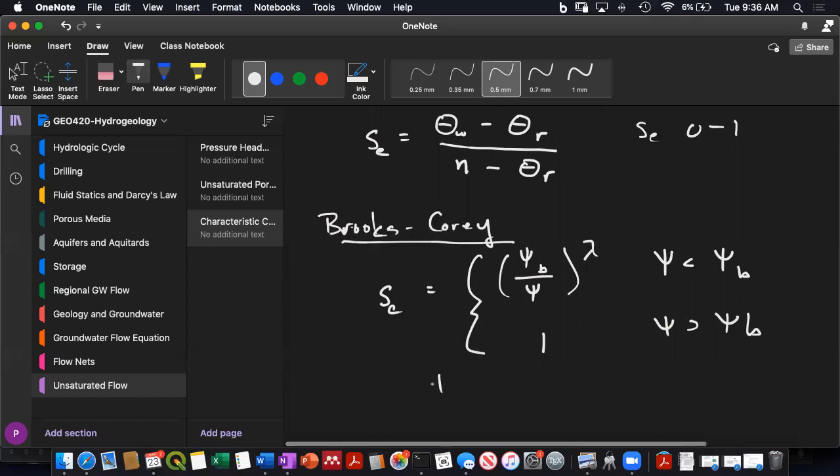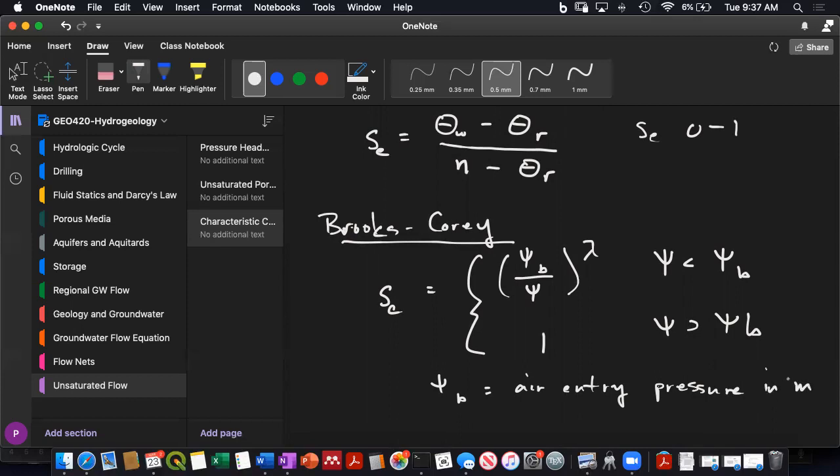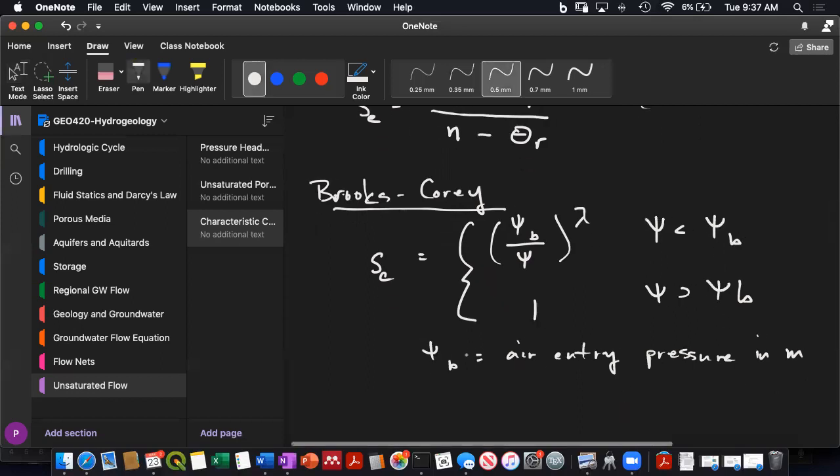And I'll define these parameters. Psi b is the air entry pressure, and this is in meters. This is how much pressure it would take to force air into a saturated pore. So how hard would I have to push the water out of the pore? And lambda is something to do with the grain size distribution.